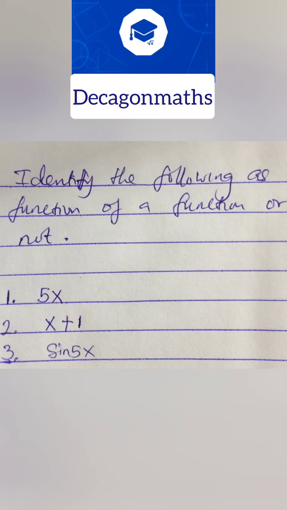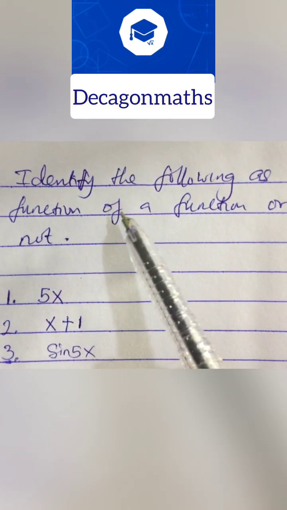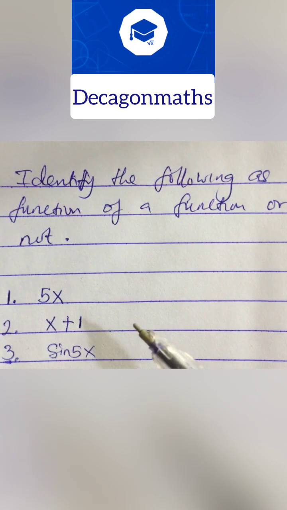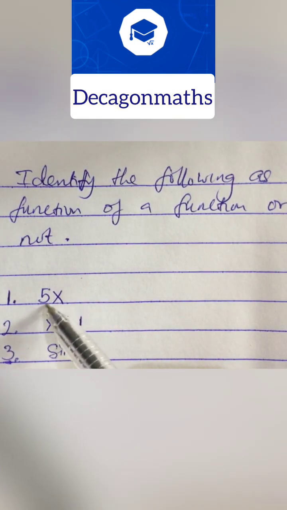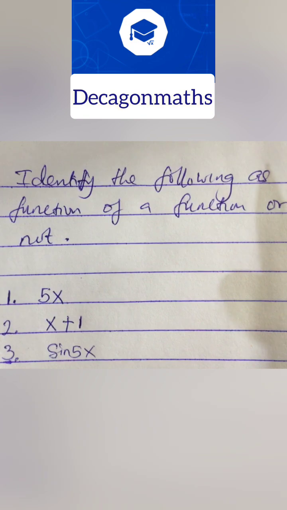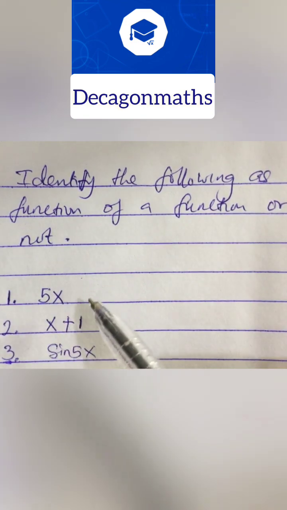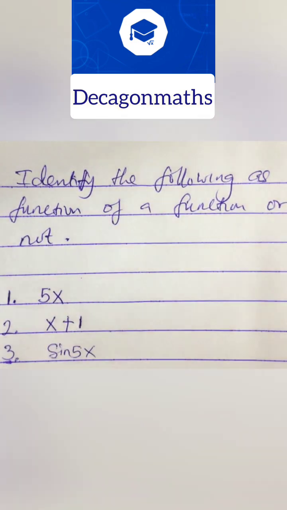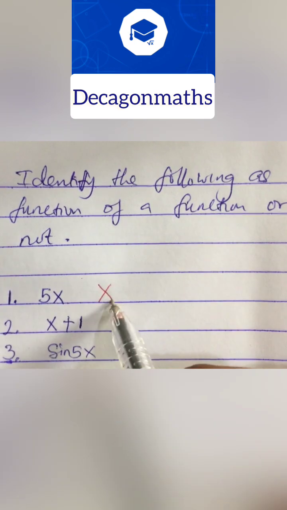We have been given some functions here, and we want to identify if they are functions of a function or not. Now let's start with the first one. This one is 5x. Now we know that for any given value of x, we just multiply it by 5 and we get the value, right? So this is not a function of a function. This is just a direct function.